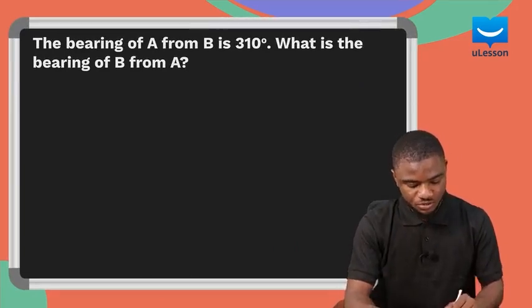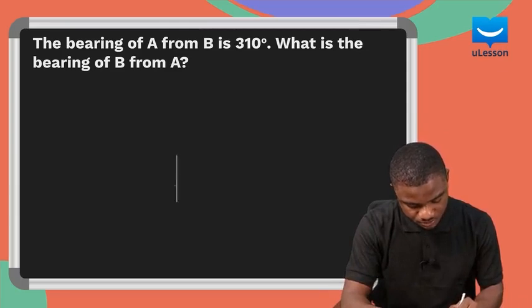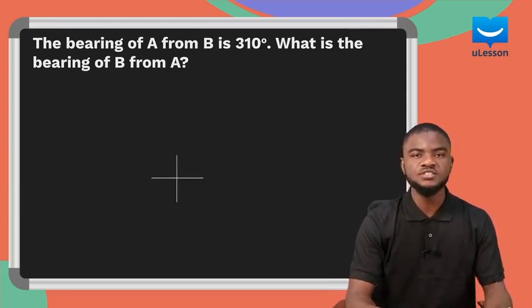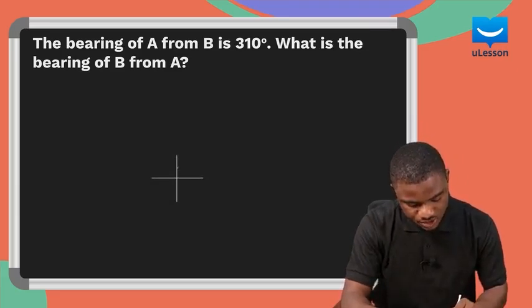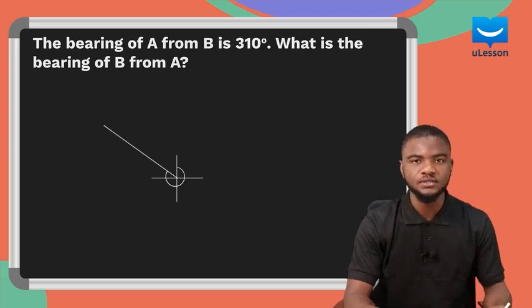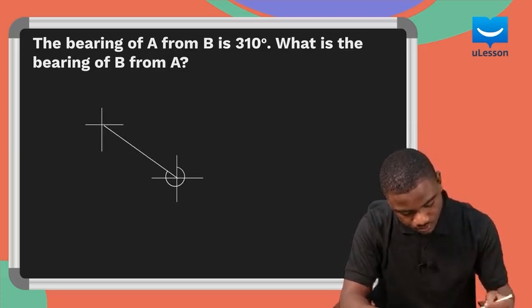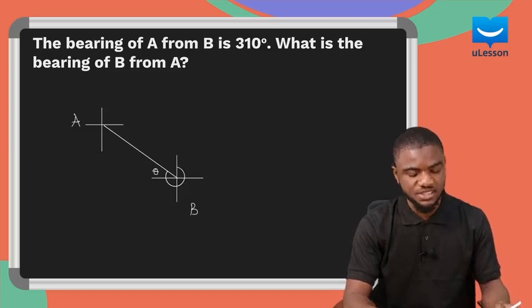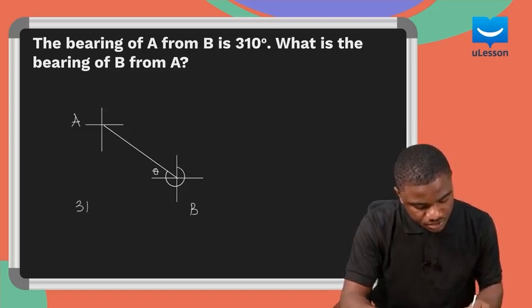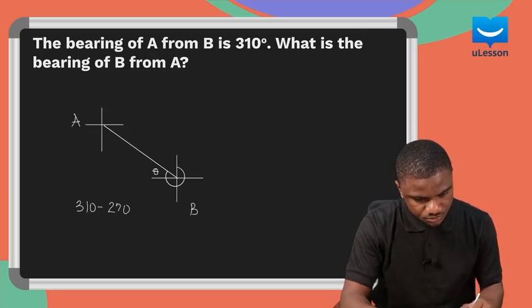First, let's draw point B. Since the bearing of A from B is given to be 310 degrees, we start measuring 310 degrees from the north in the clockwise direction, and then we draw a line to connect point A. This angle labeled theta can be obtained by subtracting 270 degrees from 310 degrees, which is equal to 40 degrees.